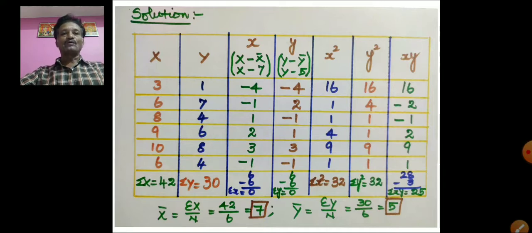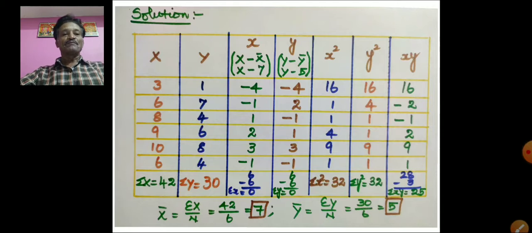So now we have to calculate x bar and y bar. The formula for calculating x bar is x bar equal to sigma x by n. So here sigma x equal to 42 and n equal to 6, because here 6 values are given. So 42 divided by 6 is equal to 7. So x bar equal to 7. And for y bar, the formula is sigma y by n. Here sigma y is equal to 30 and n equal to 6. So 30 divided by 6 is equal to 5. So y bar equal to 5.